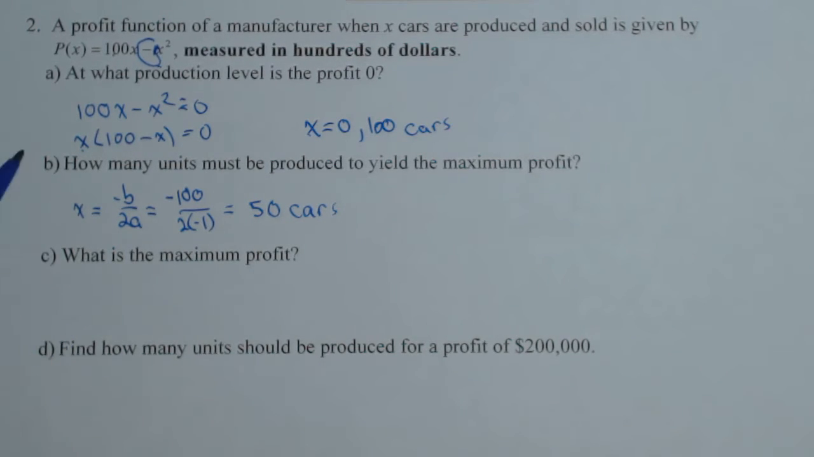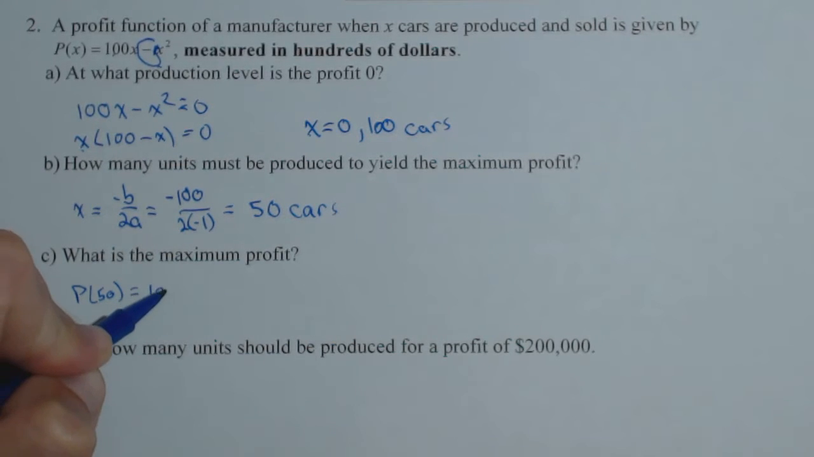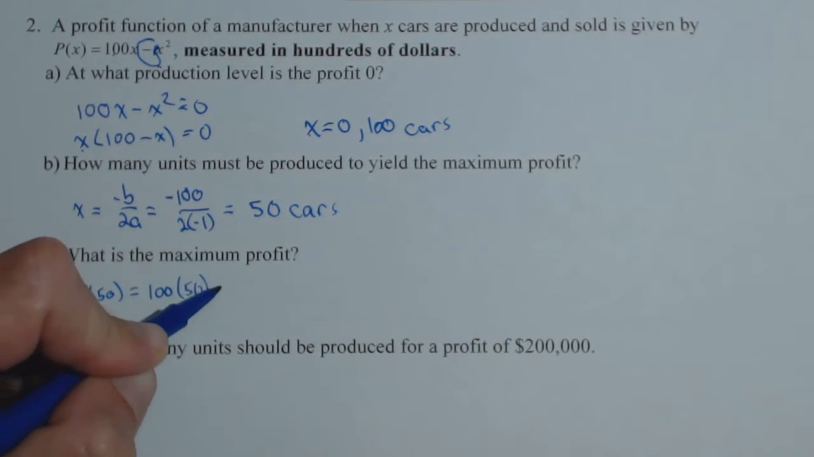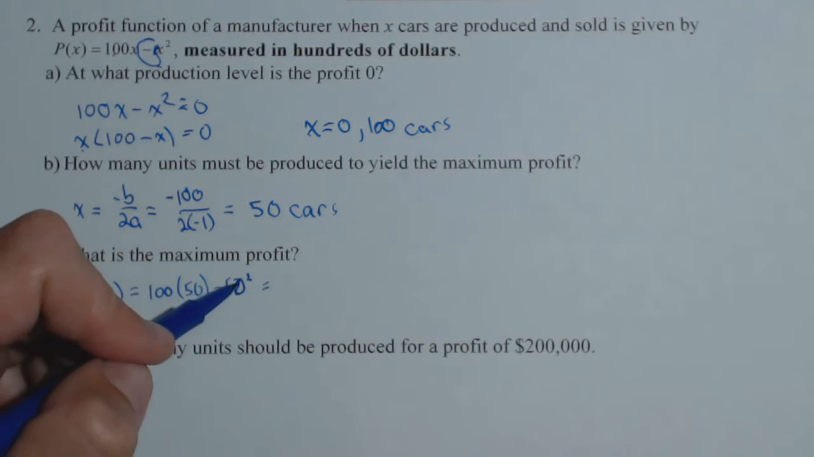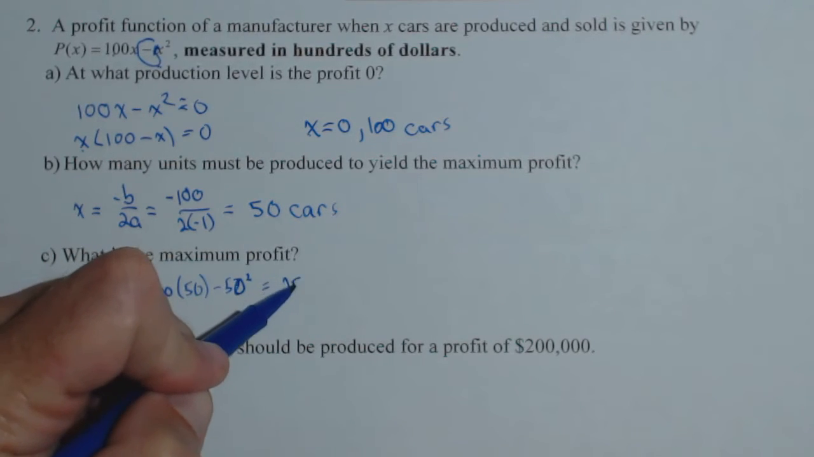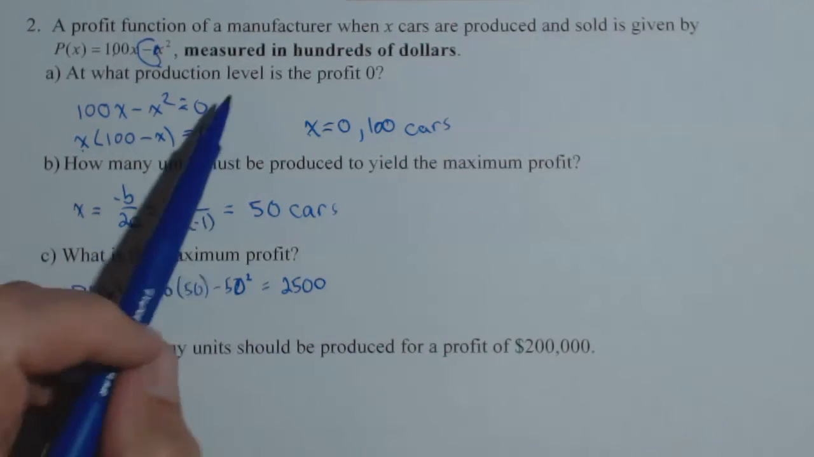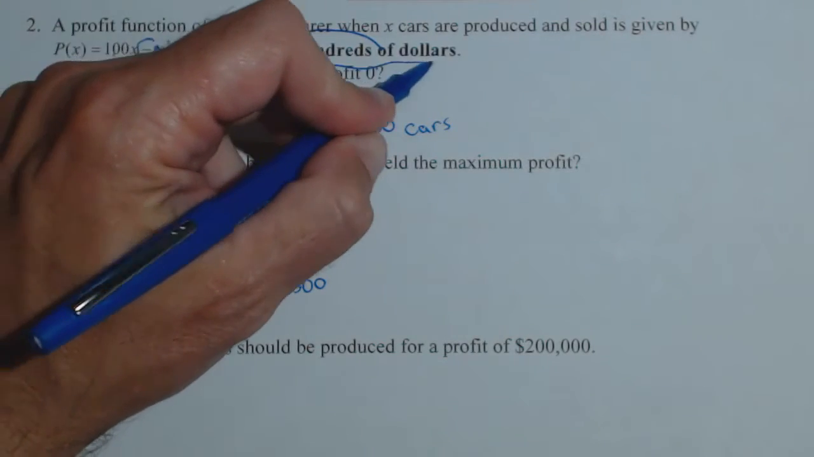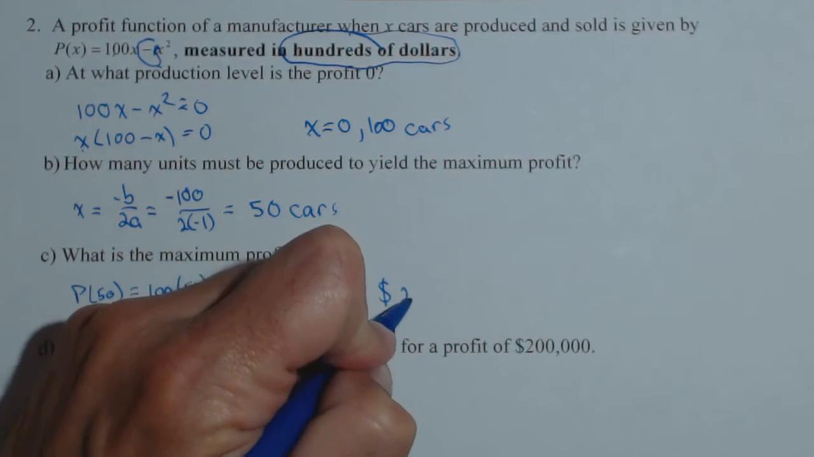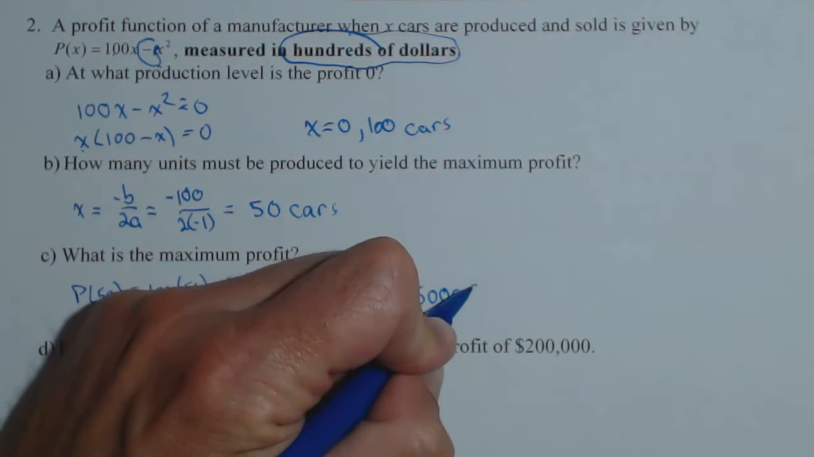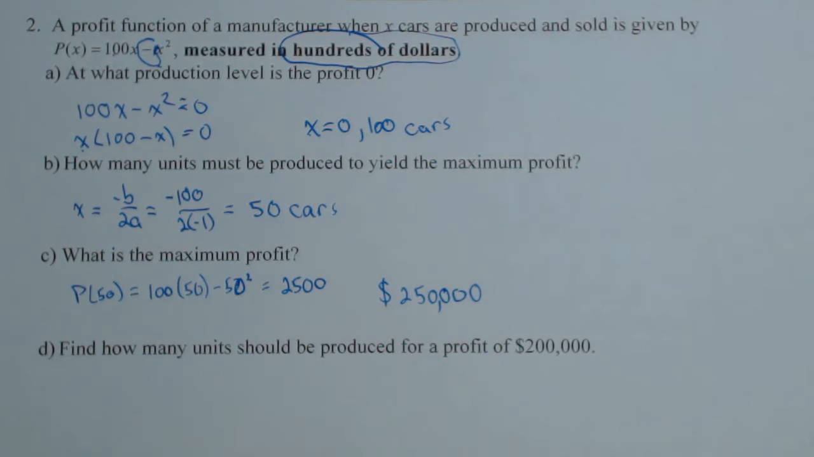That yields the maximum. And that means the maximum profit is P of 50, which is 100 times 50 minus 50 squared. So we're going to have 5,000 minus 2,500, so 2,500. Now careful here. Remember, profit was measured in hundreds of dollars. So for the actual max profit, we have to put on the 2 zeros for the hundreds. $250,000 is the maximum profit based off of this model. That's also going to be important when we go into part D.